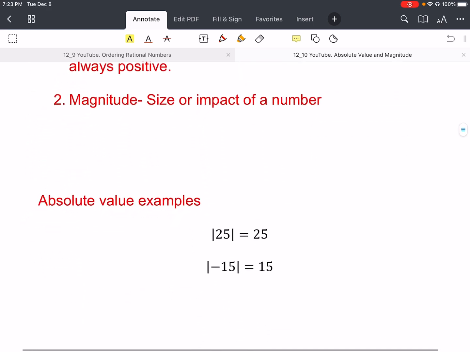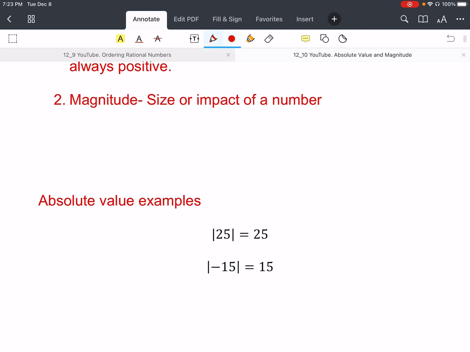So some absolute value examples, and we notice that we have our two parallel lines. That's the symbol for absolute value. So the absolute value of positive 25 just means that we are 25 units away from zero. So the absolute value of 25 is a positive 25.